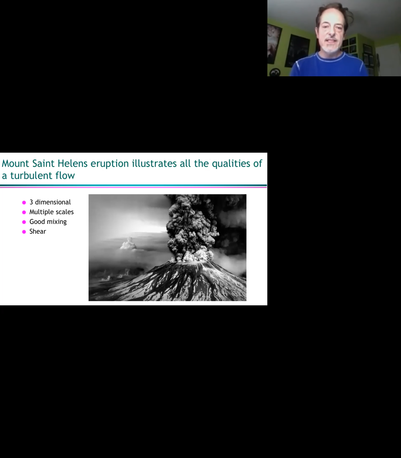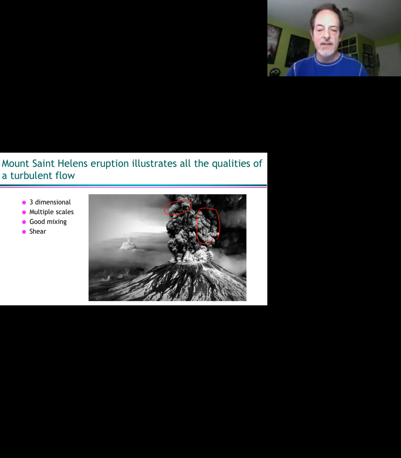The Mount St. Helens eruption really illustrates all the qualities you would think of in a turbulent flow. First of all, it's three-dimensional. You can see that these bulges of hot ash are moving in and out of the page, left to right, up to down. It's very three-dimensional. There are multiple scales. And by that, I mean, if you look at, for example, this looks like a big vortex, or this. And these are almost on the same order of magnitude as the width of the crater itself.